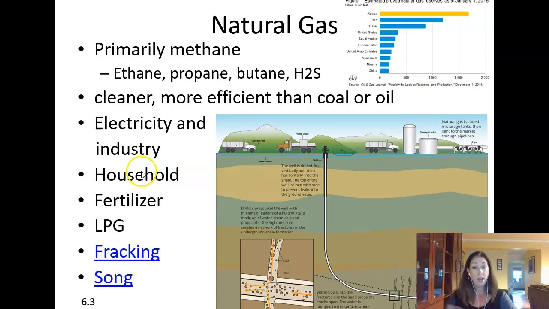Some of you might have household natural gas. If you turn on your stove and you see a flame, that means that you have natural gas feeding energy into your home. Often that's tied to your hot water heater and or your stove. Also, it's used for fertilizers, and we can liquefy natural gas to make it like propane.